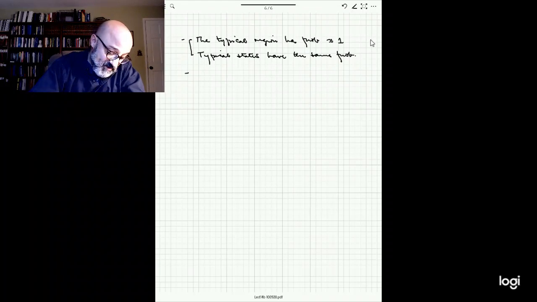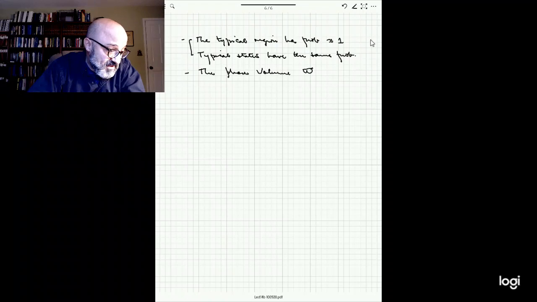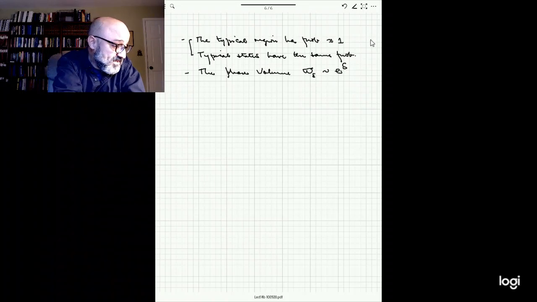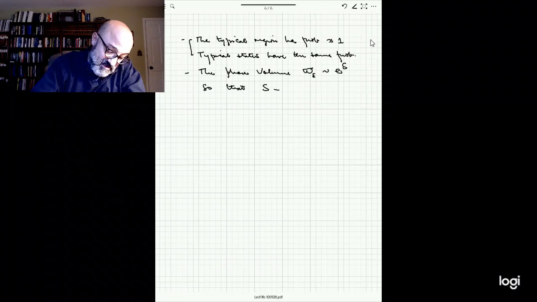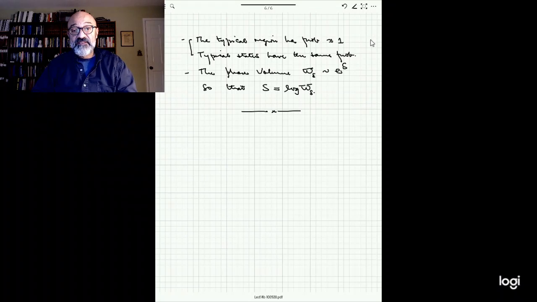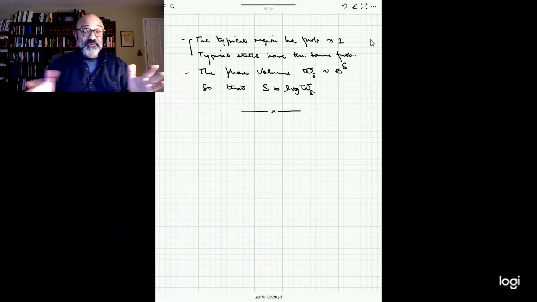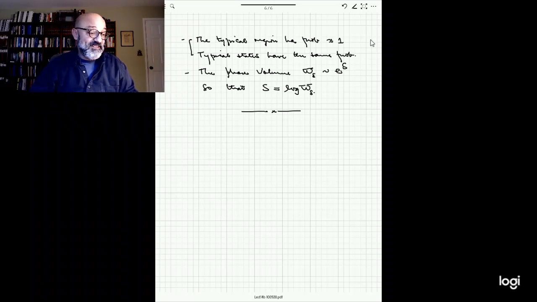And what else? The phase volume W is e to the S, so that S is the log of W. Very good. So this is why the thermodynamic limit ends up working so well. In the large N limit, fluctuations end up being increasingly irrelevant.